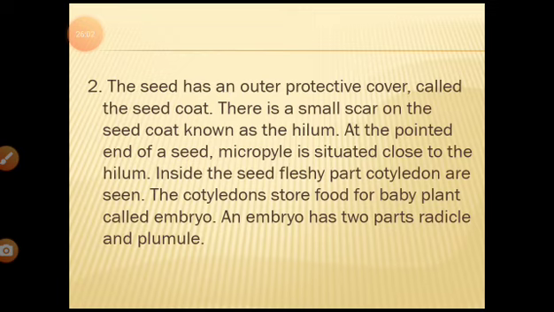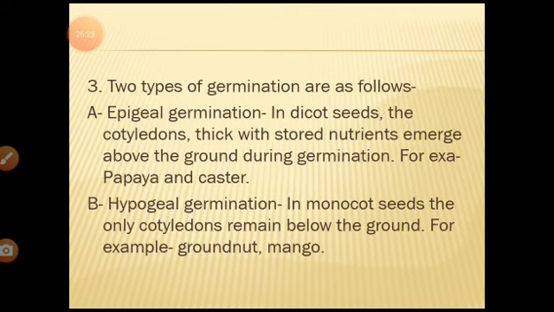Then answer number 2. The seed has an outer protective cover called the seed coat. There is a small scar on the seed coat known as the hilum. At the pointed end of a seed, the micropyle is situated close to the hilum. Inside the seed, the fleshy parts, the cotyledons, are seen. The cotyledons store food for the baby plant called the embryo. An embryo has two parts, radicle and plumule.